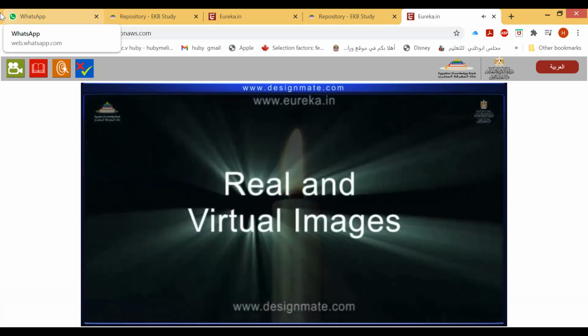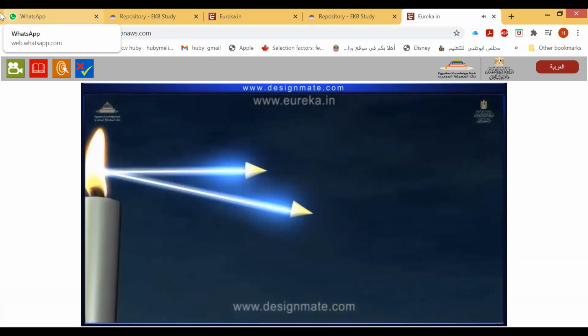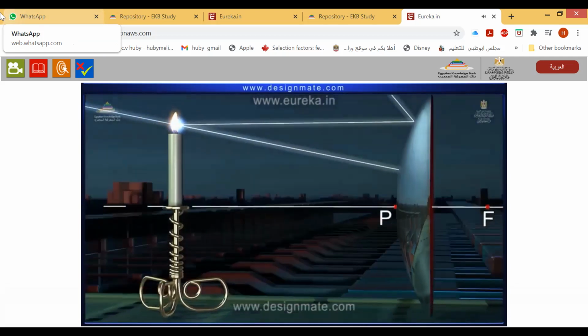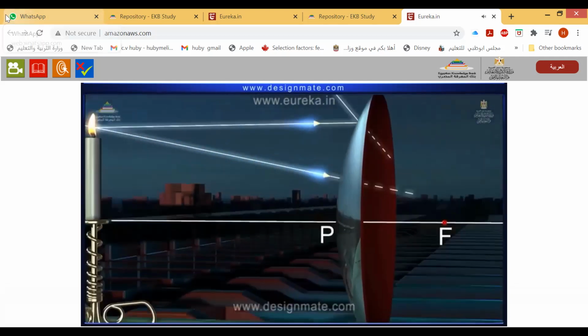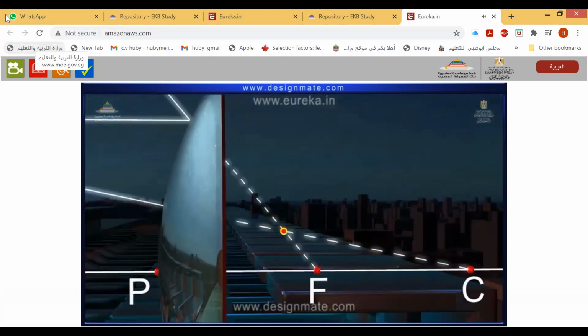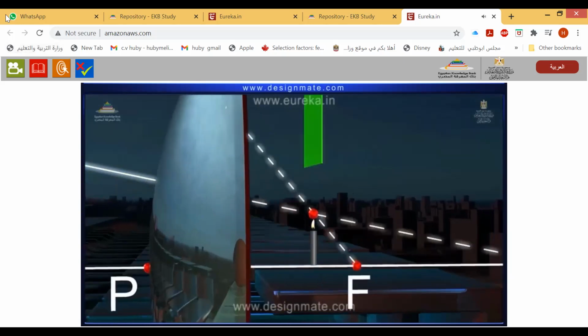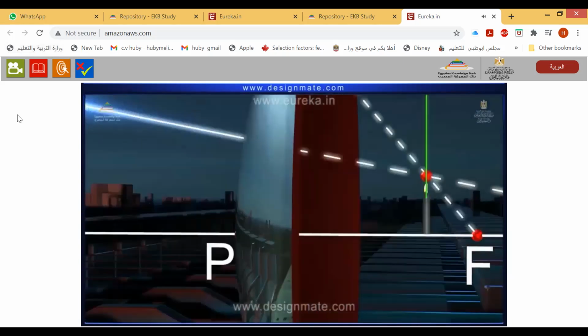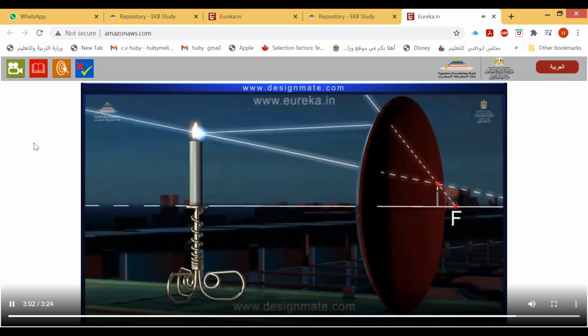Real and virtual images. If the rays of light incident on a mirror diverge after reflection, and on extending backwards appear to meet at a point behind the mirror, then a virtual image is formed. The virtual image cannot be obtained on a screen. This image is formed behind the mirror and is erect.